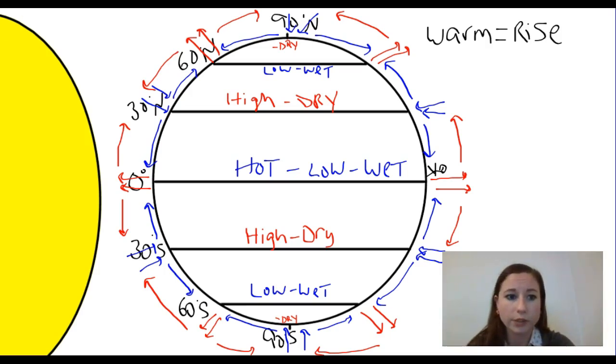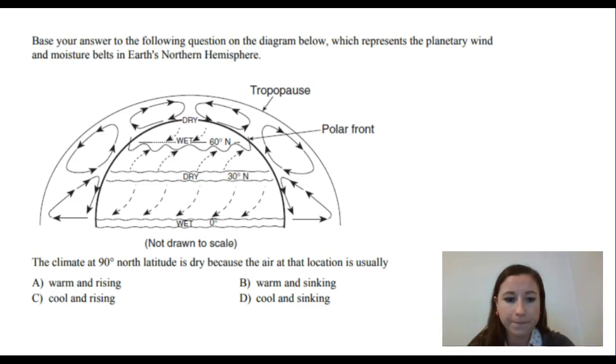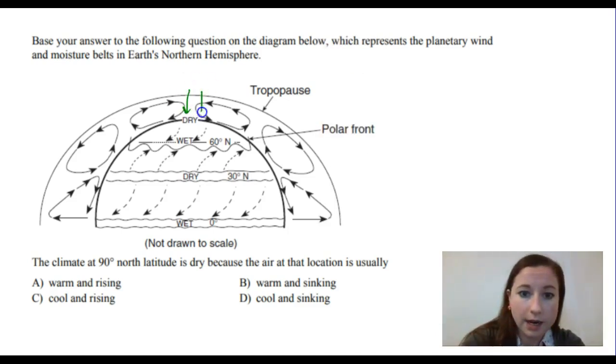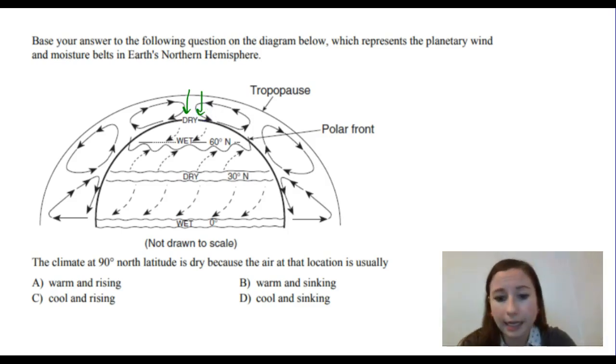Let's try some regions questions. The climate at 90 degrees north latitude is dry because the air at that location is what? Here you can see the air is sinking based on these arrows, so we know that it is sinking, and cool air sinks. So the air is usually cool and sinking.